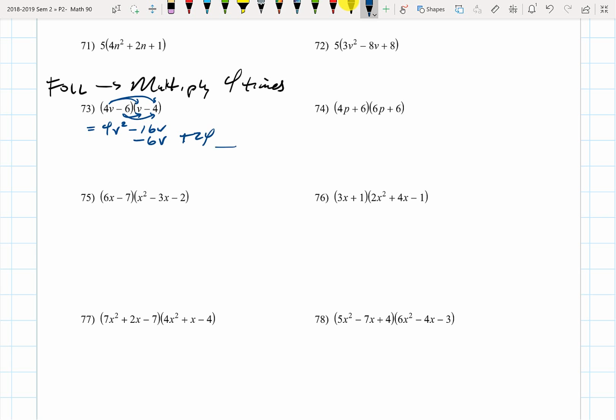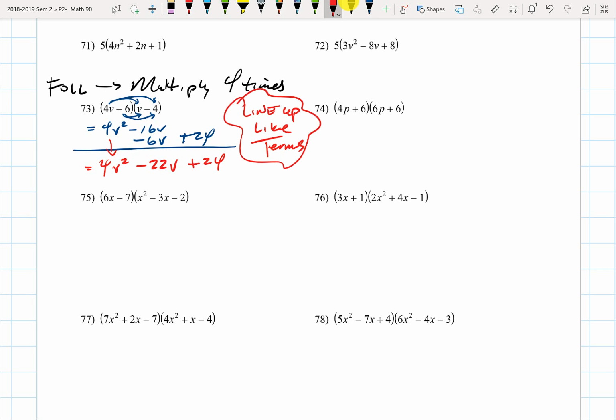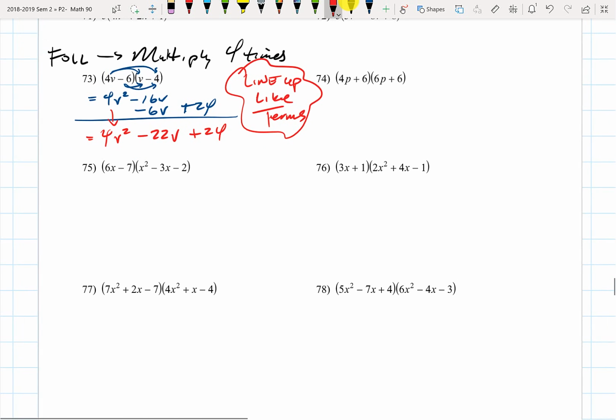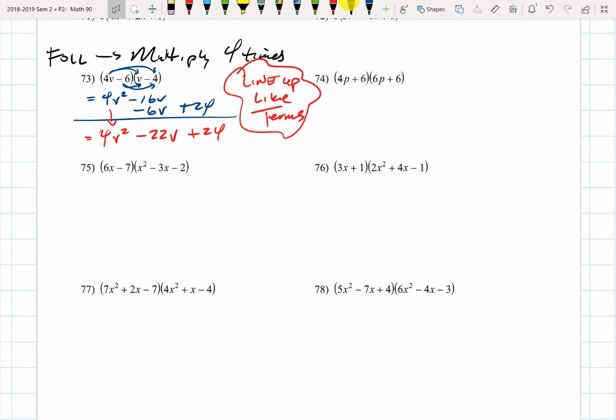And you want to line up like terms. So what do we get? We get a 4v squared minus 22v plus 24. Okay, so you want to multiply and line up like terms. Okay, always line up like terms. I'm going to do one of each here. You guys can do the right column on your own, and you can check your work with the answers I provide.